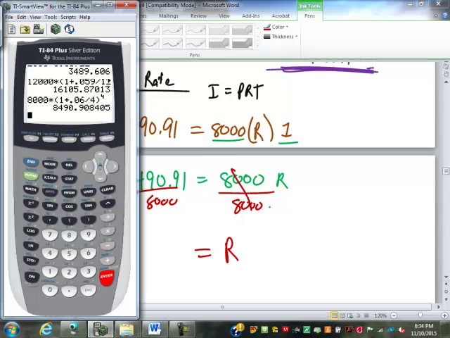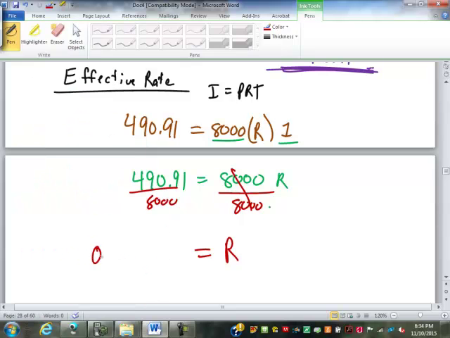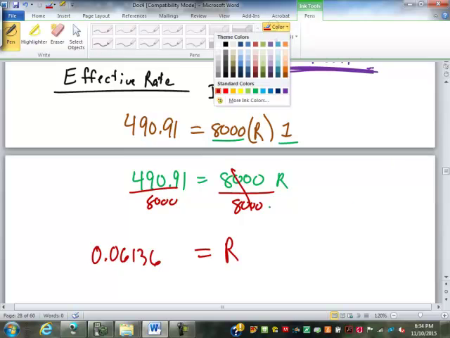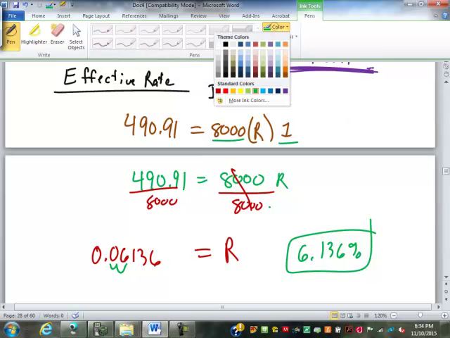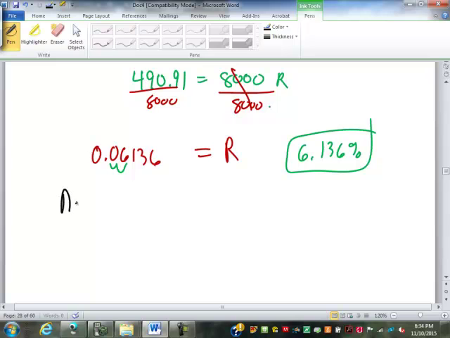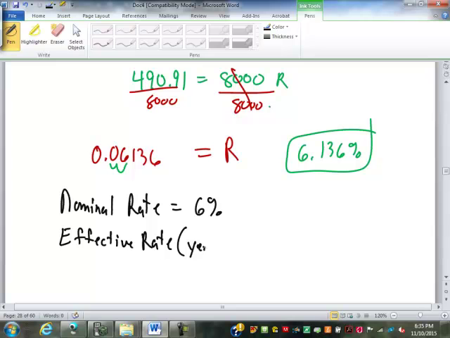So 490.91 divided by 8,000 is 0.06136. To make that into a percent, we'd move it over 2 spots, 6.136%. And then, of course, you would round it off however MyMathLab asked you to round it. But you can see 6% was the stated rate, or the nominal rate. The effective rate, sometimes called the yield, is 6.136%.